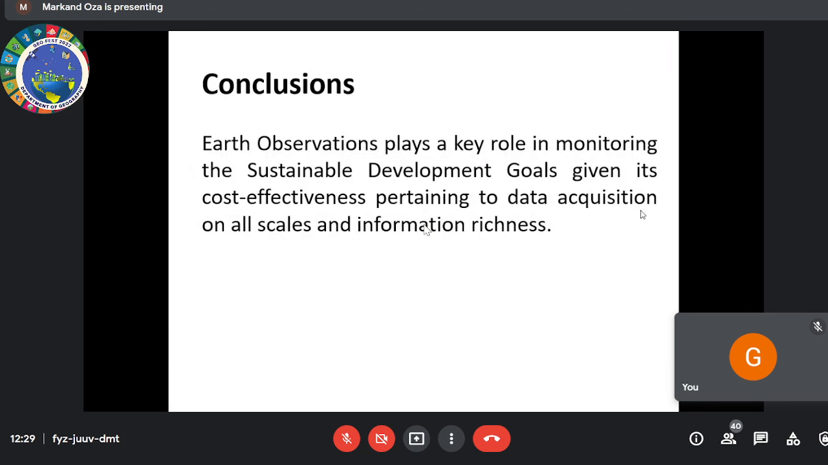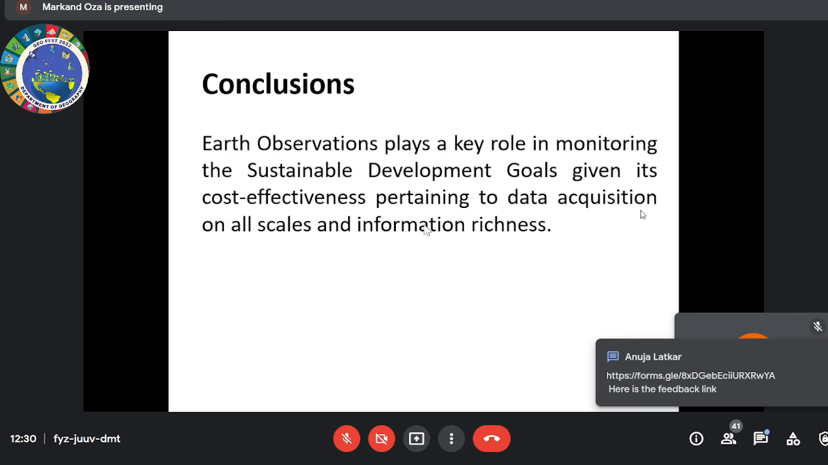So I'll end with saying that Earth observation has a role to play. Probably it is the cheapest per square kilometer, and it can be used to assess whether sustainable goals are being achieved. Are they stagnant, are they accelerating? It is cost effective, and it is available on many scales, space as well as time.